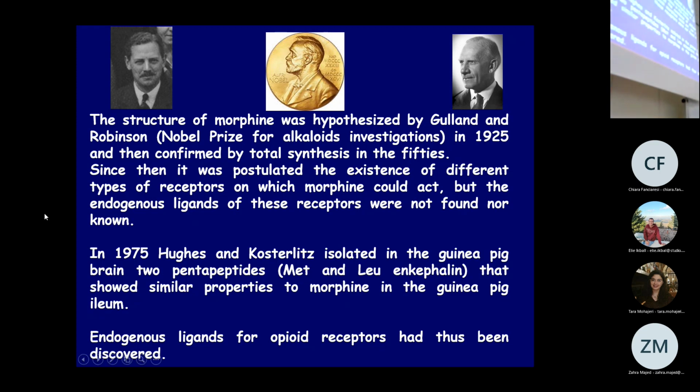In 1975, Hughes and Kosterlitz, these two scientists, isolated in the Guinea pig brain 2 pentapeptides called enkephalin. Very, very simple structure, 5 amino acids. We'll see the chemical structure of these 2 pentapeptides with a potent activity as painkiller.